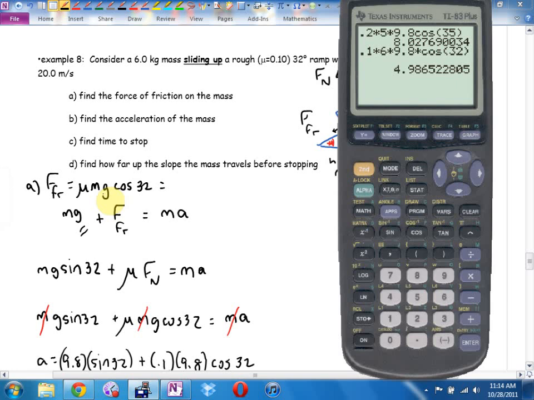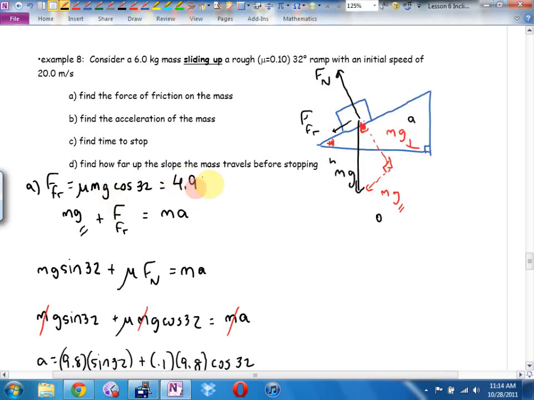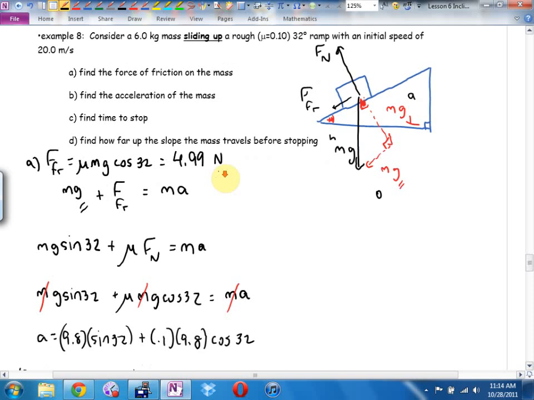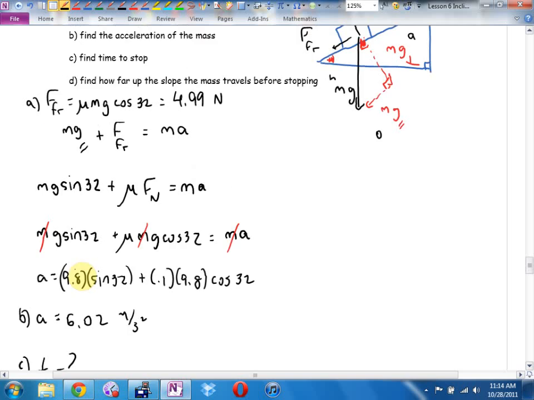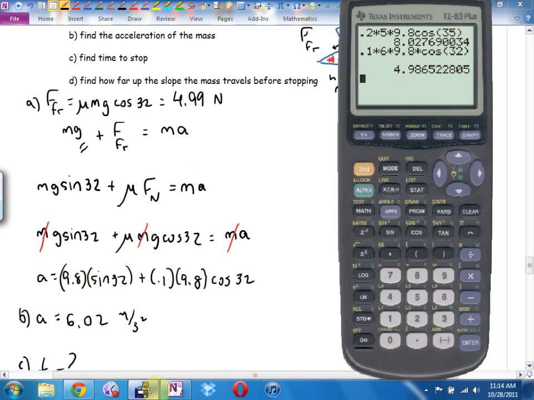C. Find time to stop. T equals question mark. Now we're going back to last unit. What else do I know? To stop. What does that tell me? Let me pause. Brett, question? It was 4.99, wasn't it? 4.986. Is that not right? That's right, isn't it? 0.1 times 6 times 9.8, mu mg cos. Right? Are we there? I got to move on. I got 90 seconds.